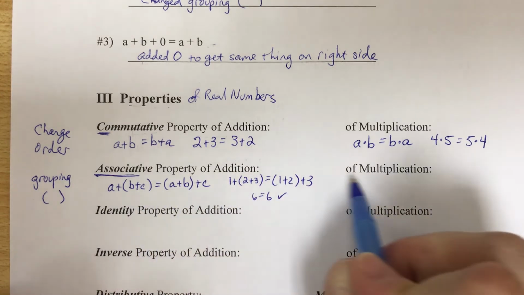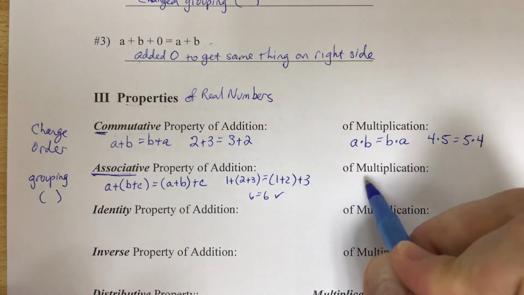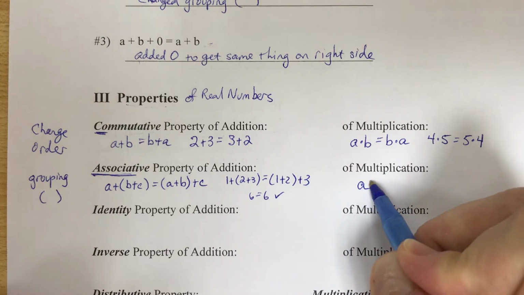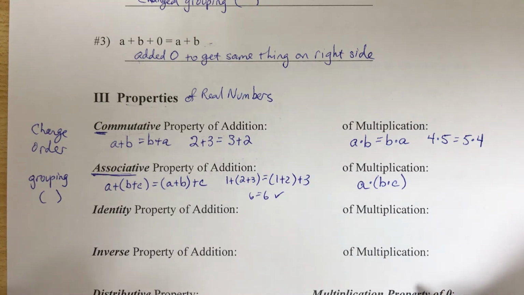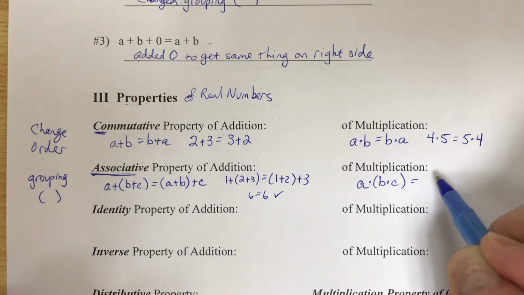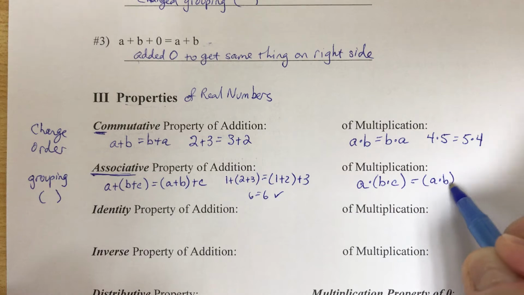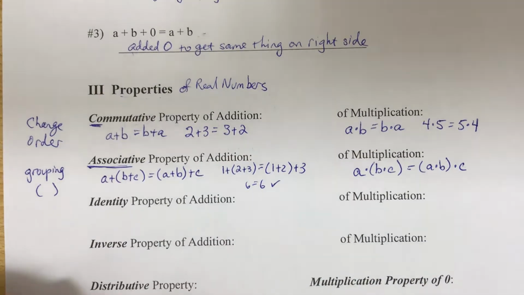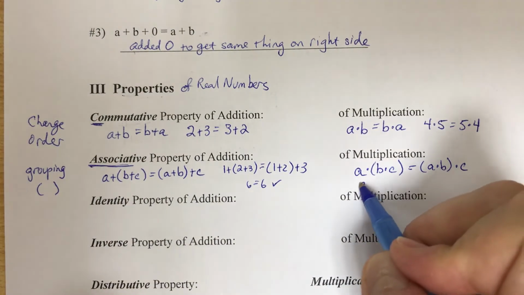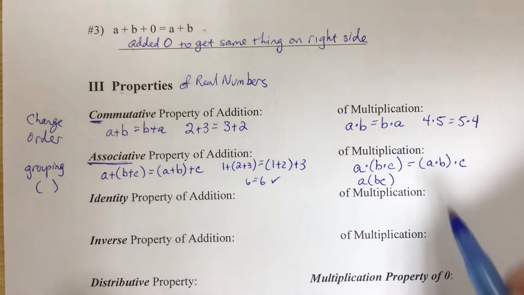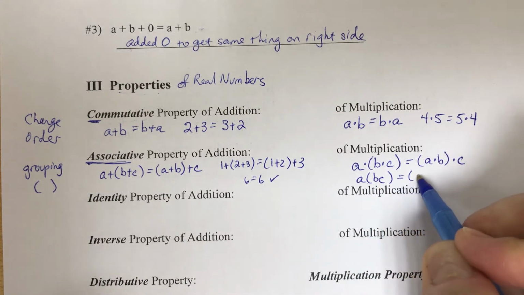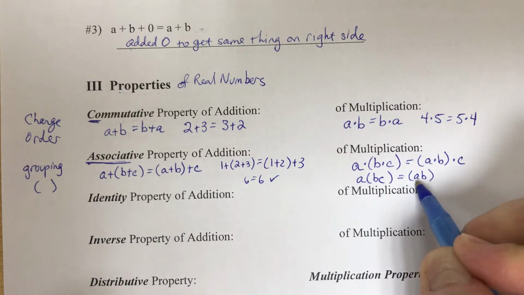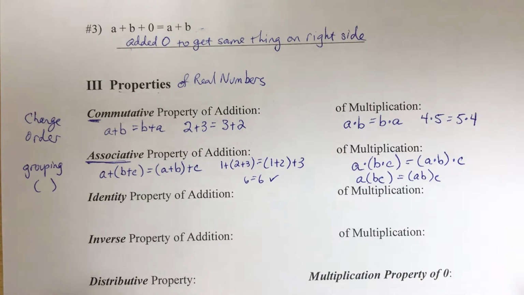There is also an associative property of multiplication. So if we take A times, I'll use the dot, and then in parentheses B times C, that is equivalent to parentheses A times B times C. Now, because we were dealing with variables, we could write this a little bit simpler. We could write it like this, and this means multiplication when variables are next to each other or next to numbers. So I could also say that's equal to the grouping AB and then times C.